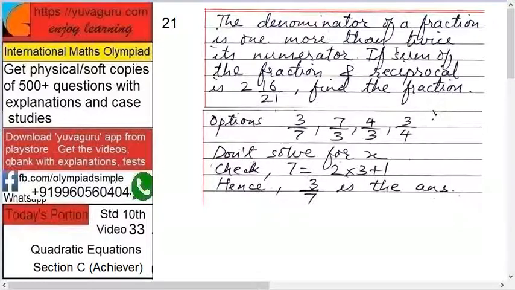You need not even check the second condition, that the sum of the fraction and reciprocal is this. Even once you get the answer, for your confirmation you can try it. Take the fraction and the reciprocal and add them, you will get the same answer. But in exam, be fast.